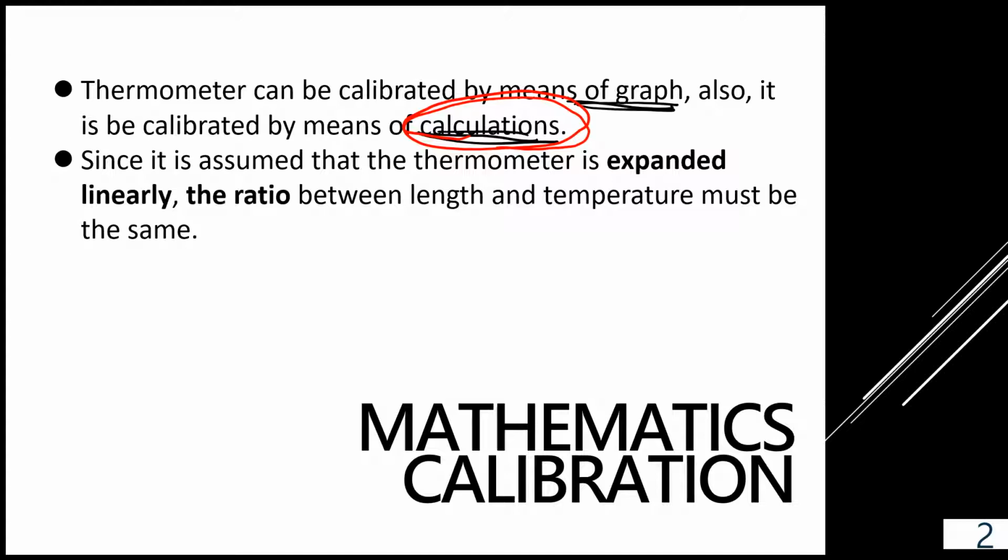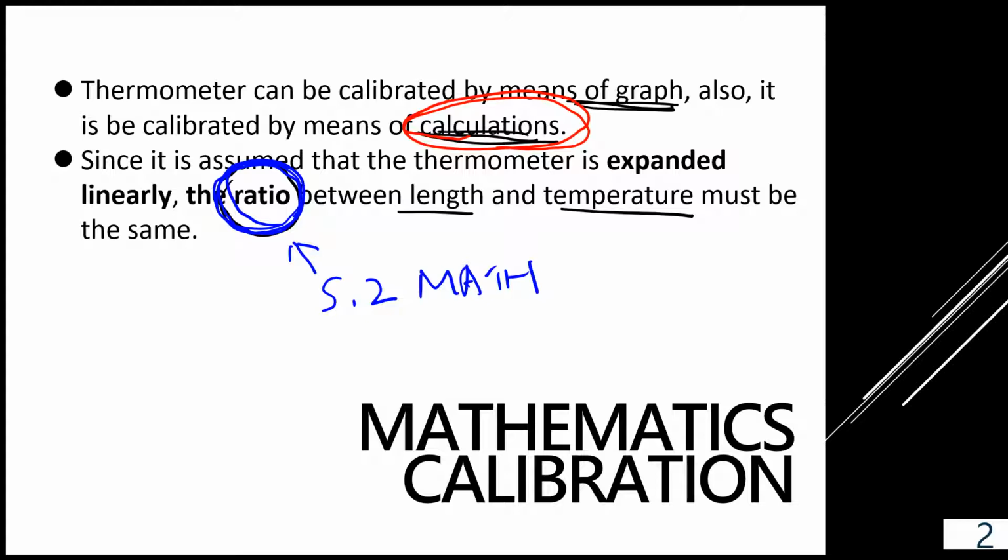Now point number 2: since the thermometer is linearly calibrated, the ratio between the length and temperature must be the same. So the most important key point in this lesson is that we're going to take a look at the ratio, which is about S2 math. If you're not sure what the ratio is, I suggest you go back to S2 mathematics and study a little bit.